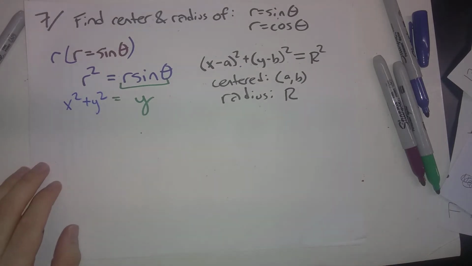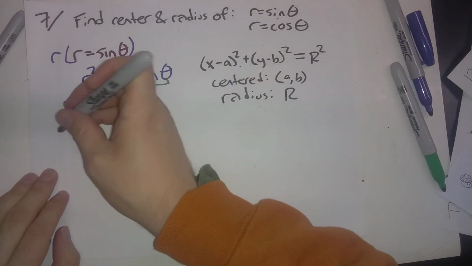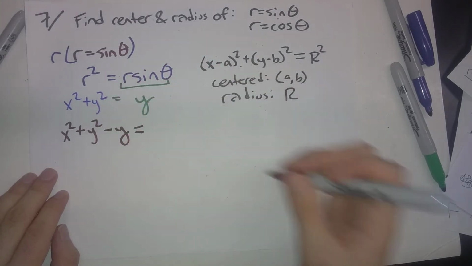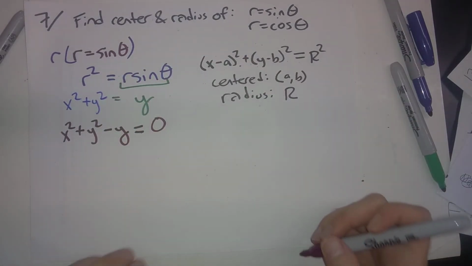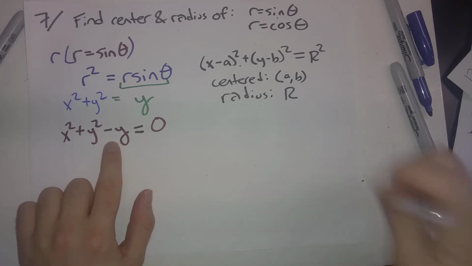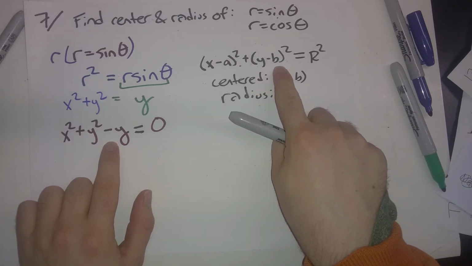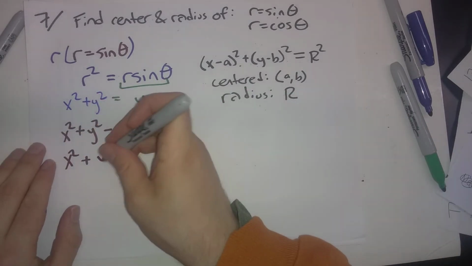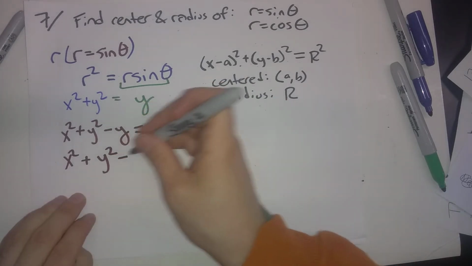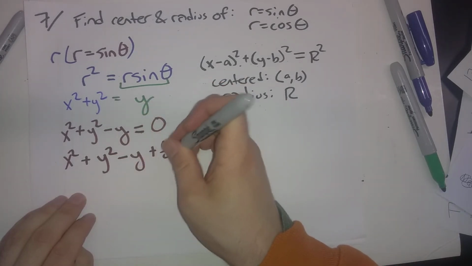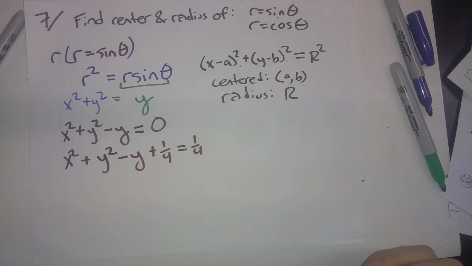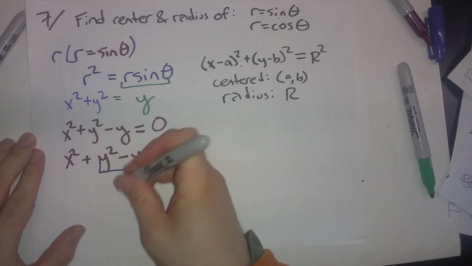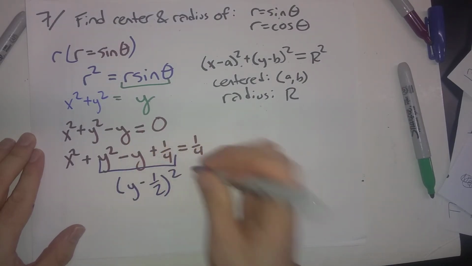Okay, so I'm going to subtract y from both sides. That's going to give us x squared plus y squared minus y is equal to 0. Now I want to make y squared minus y look like y minus b squared. I'm going to do what's known as completing the square. So if I put in a plus 1/4 here, and I add 1/4 to both sides, this is exactly y minus 1/2 squared.